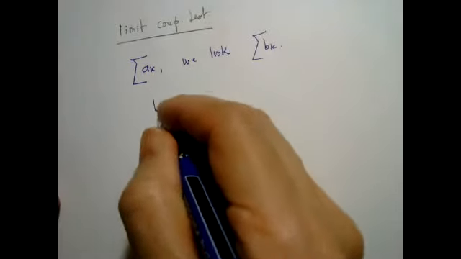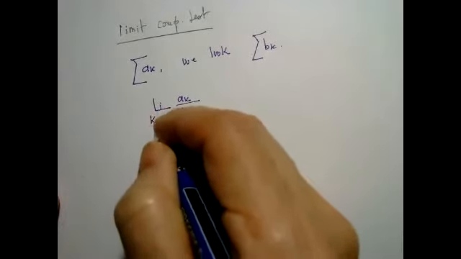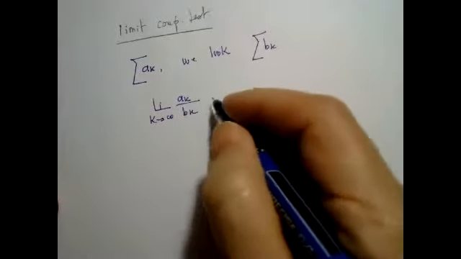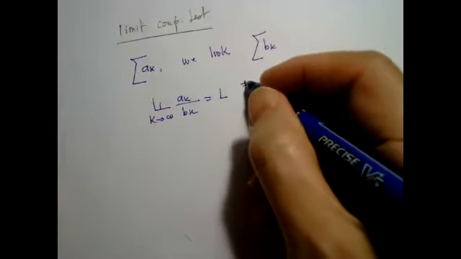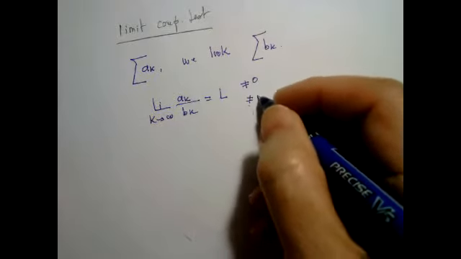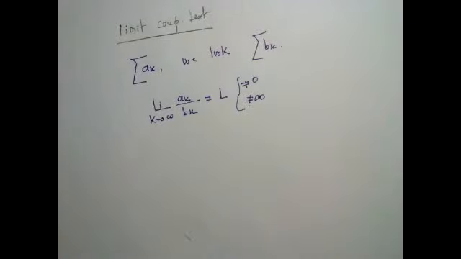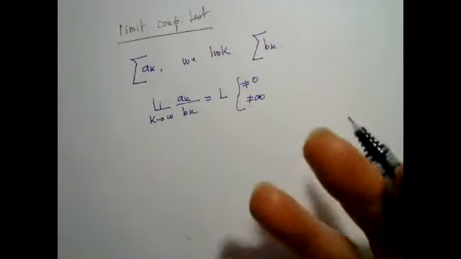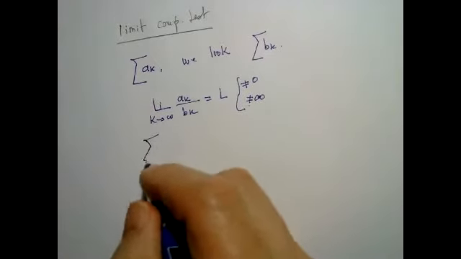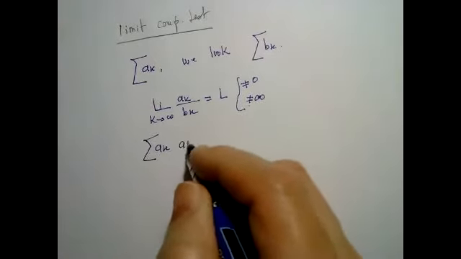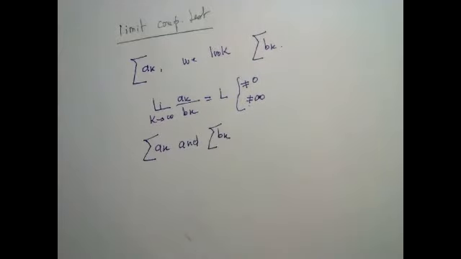Then we check the end behavior, it means we check as k goes to infinity, the limit. So if this limit is a nice limit, not zero and not infinity, then the only thing we can conclude is that both series either converge or diverge. So sigma ak and bk converge and diverge together. They don't tell me anything about the value of the sum.